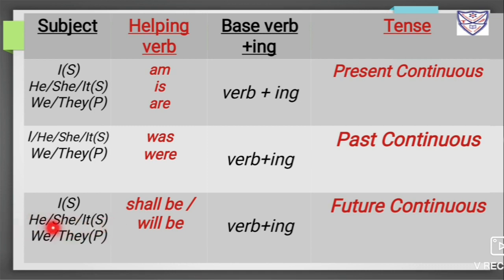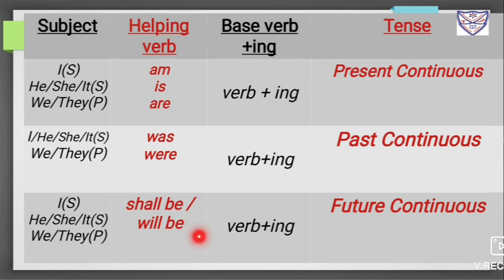Then he, she, it, when they are used as subjects, with them we will use will be as a helping verb, and the subjects he, she, it and will be stand only for the singular number. And we and they, when used as subjects, with them we will use will be as a helping verb. Again the subjects we and they and the helping verb will be are used only for the plural forms, or we can say they stand in the plural number.